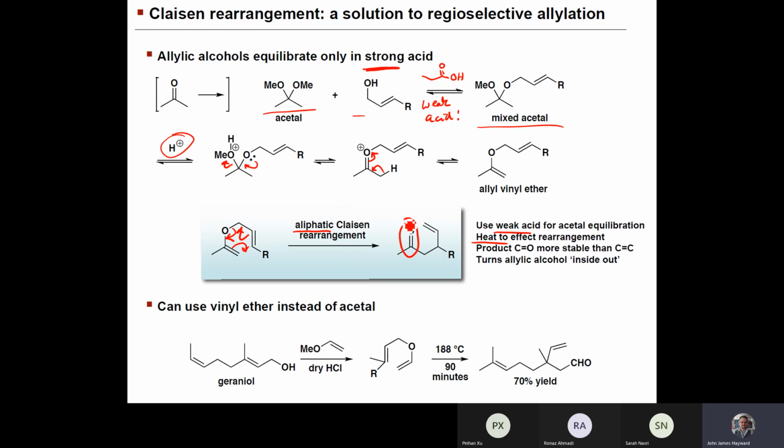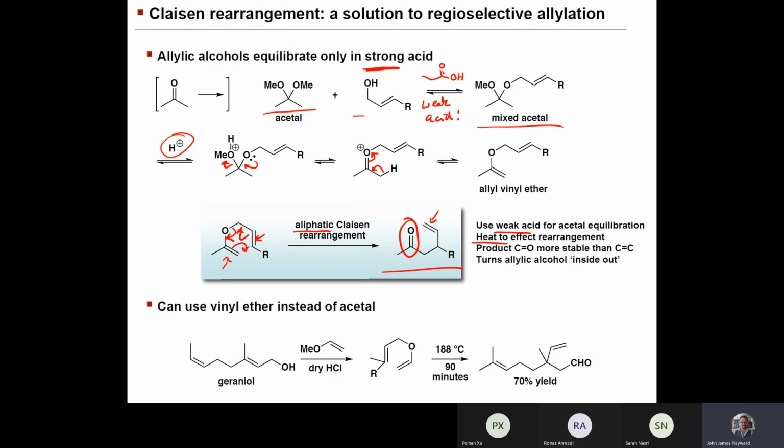Because we have a carbonyl here, we've exchanged two alkenes for one alkene and a carbonyl. Obviously, our product is favored because we said at the very start of this lecture that the carbonyl is stronger than an alkene. So we turn the alcohol inside out and we can get our desired more hindered substitution product.